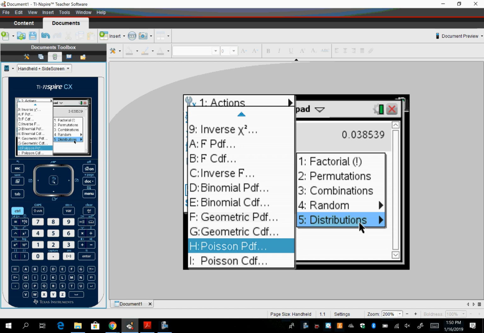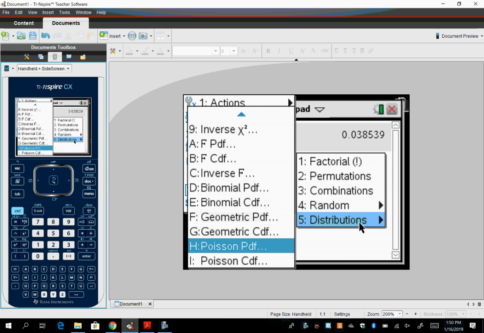Now, PDF and CDF. We actually have used these before with normal models. Remember the normal CDF and normal PDF? Here's what I tell students. If it's an exact number, I want you to use PDF. If there's a range of numbers, like at least or no more than, then you're going to use CDF.